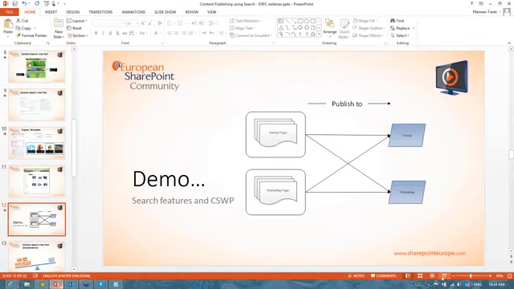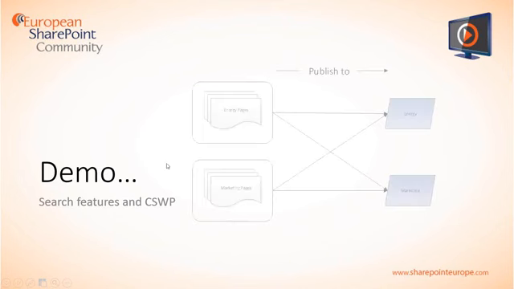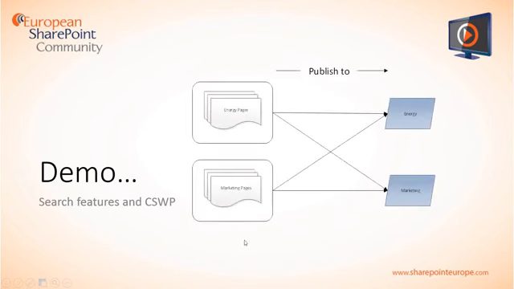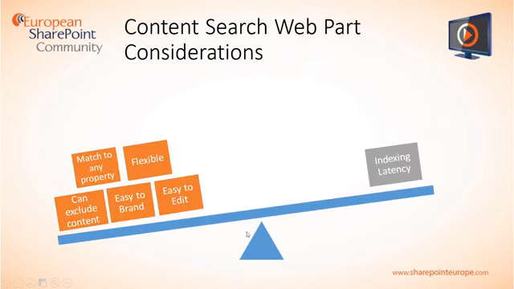And we go back quickly to our slide. So we have seen how you can publish this content using the content search web part. Okay, so what are the pros and cons of the content search web part? This was a nice demonstration I've seen from one of the Microsoft guys, on how you weigh your options. As you have seen, the web part is pretty flexible. You can match it to any kind of property.